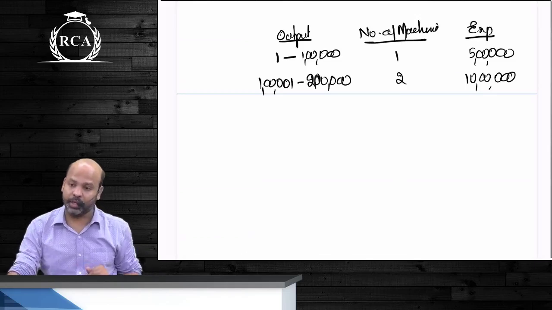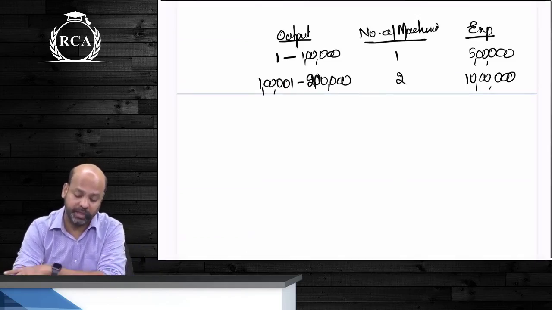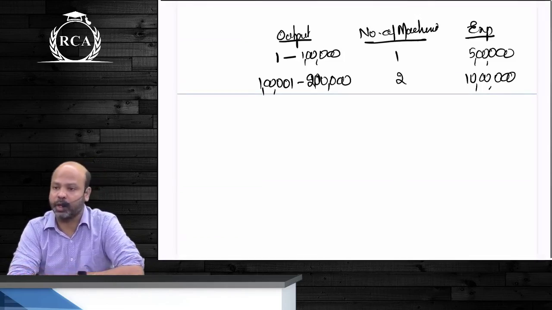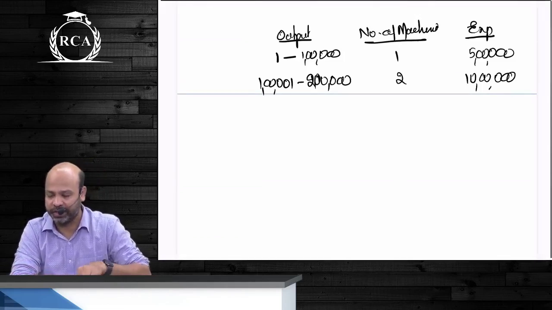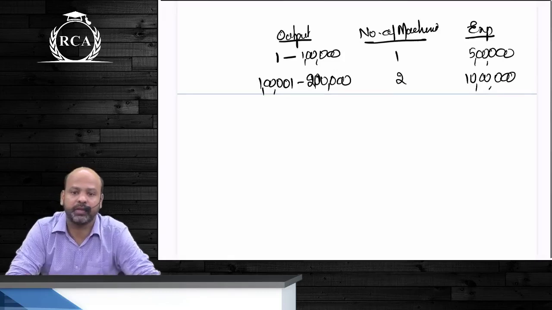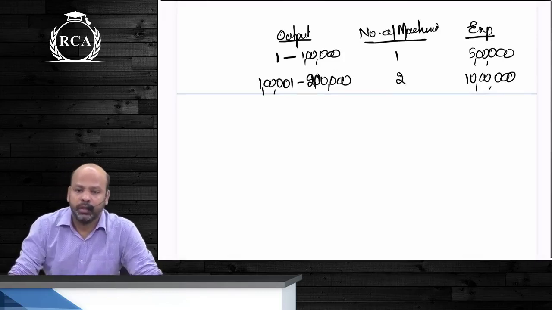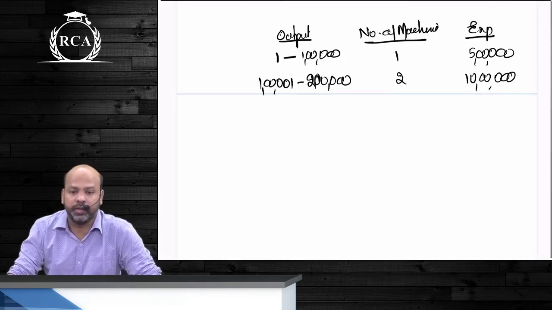Output 1 to 1 lakh units, number of machines 1, expenditure 5 lakhs. Output 1 lakh 1 to 2 lakh units, you will be needing 2 machines and the expenditure is 10 lakhs. Are we clear about this?